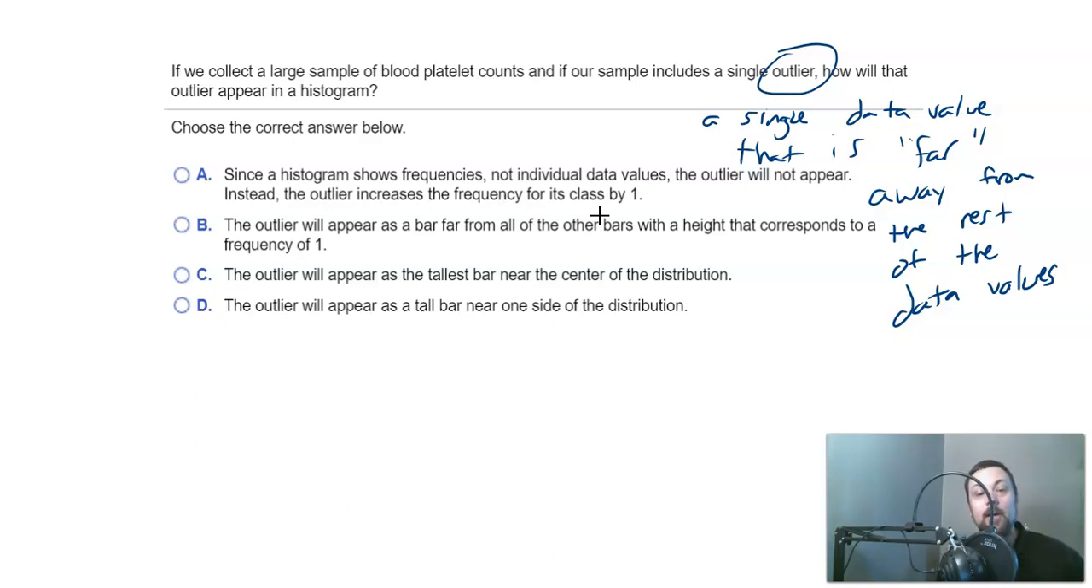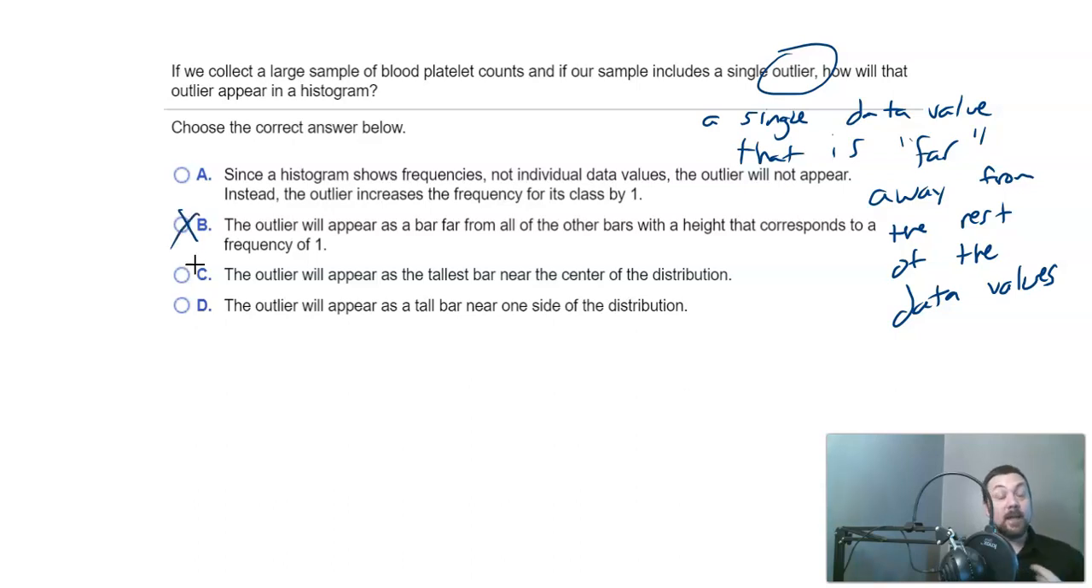C, the outlier will appear as the tallest bar. That one's just absurd. The outlier is by itself and it's the only one. It's going to be the lowest bar, if anything. So C doesn't sound correct. D, the outlier will appear as a tall bar. Again, no, that doesn't sound correct, right? So B is the right one for this particular answer.